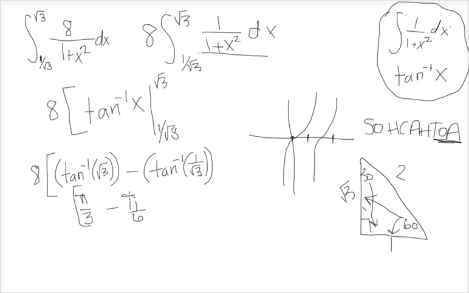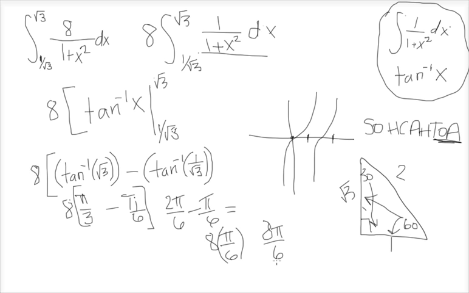And I still have my 8 outside. So I can simplify what's in the brackets first. Pi over 3 minus pi over 6, get the same denominator, would be the same as 2 pi over 6 minus pi over 6, which is equal to pi over 6. You multiply that by 8, and you get 8 pi over 6, which can be reduced by 2, so you get 4 pi over 3. And that would be your final answer.